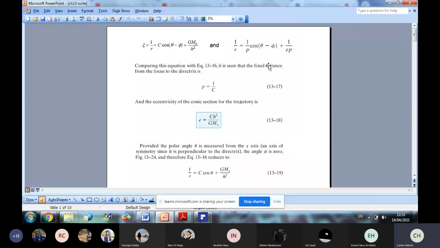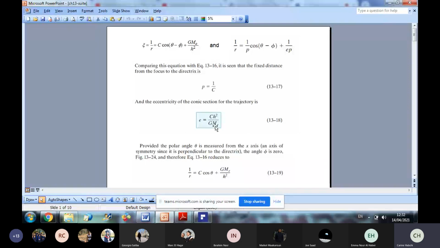So first, for p, which is the distance to the directrix, we have that p can be written as 1 over C. While concerning the eccentricity e, it is such that 1 over ep equals GMe over h squared. So when we compare these two relations, we get first that p, which is the fixed distance from the focus to the directrix, is given by p equals 1 over C, and the eccentricity of the conic section is given by e equals C h squared over GMe.